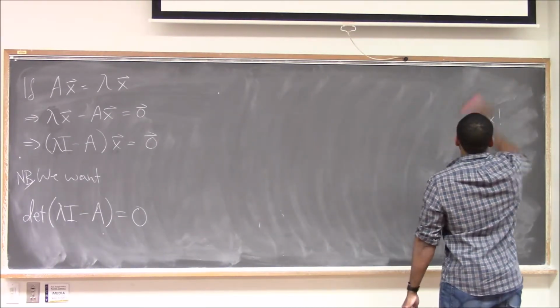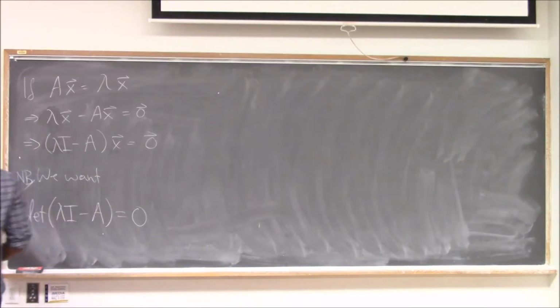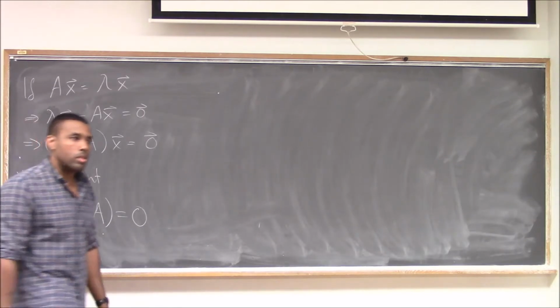Does it matter which is first, the lambda I or the A? No. Because ultimately, when you take a determinant, you're going to get some scalar value. It's going to be an equation where you can multiply both sides by -1. It's not going to matter which you put first.